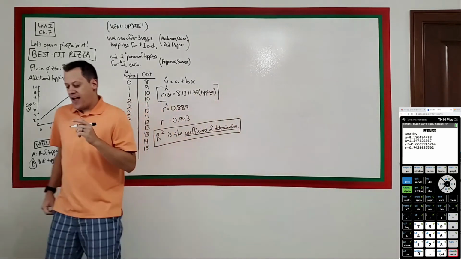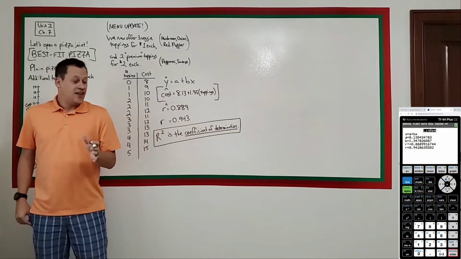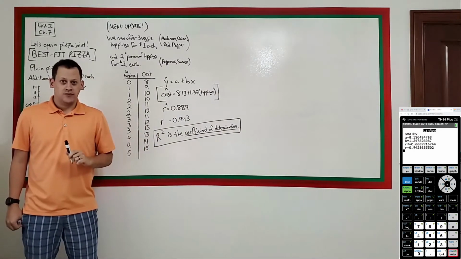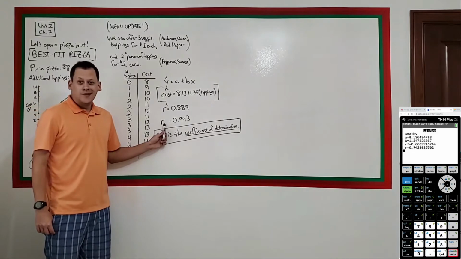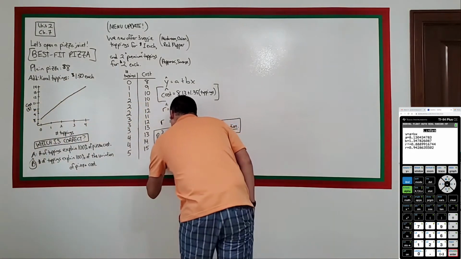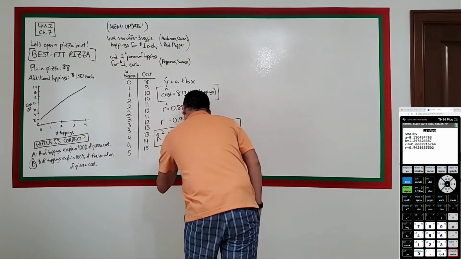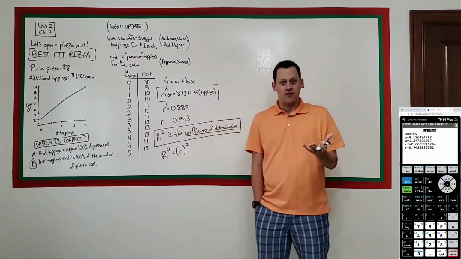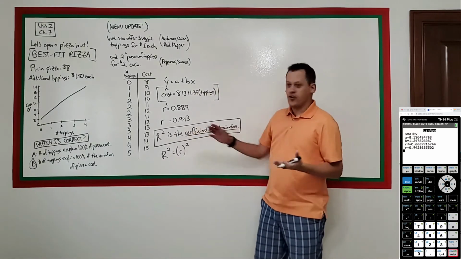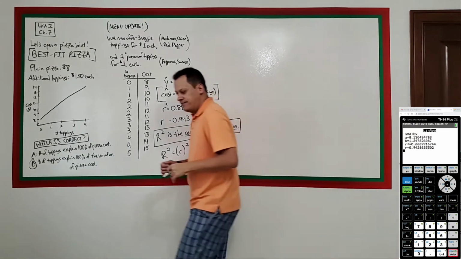The way you calculate R squared is actually quite simple. You take R and you square it. So R squared is equal to R, whatever R is, squared. Super simple. That's exactly why it's called R squared. Awesome.